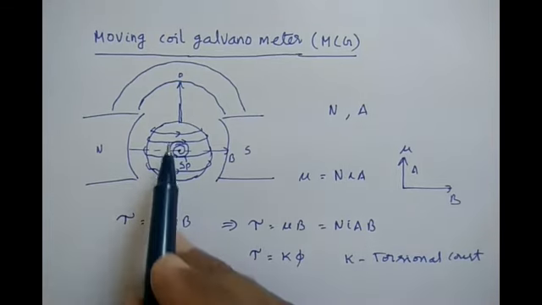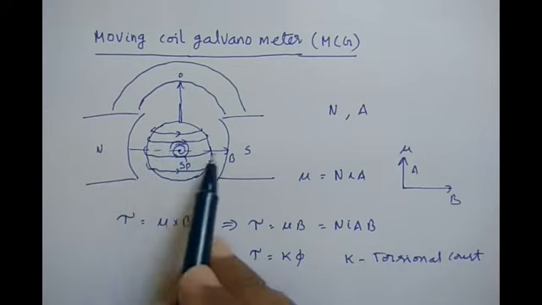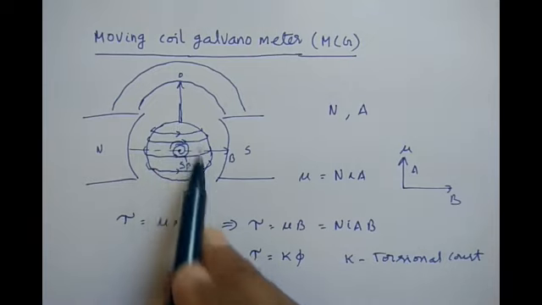So whenever current is going through this, this loop behaves like a magnetic dipole, and whenever the dipole is in the external magnetic field, you see the torque, and that torque rotates this coil.